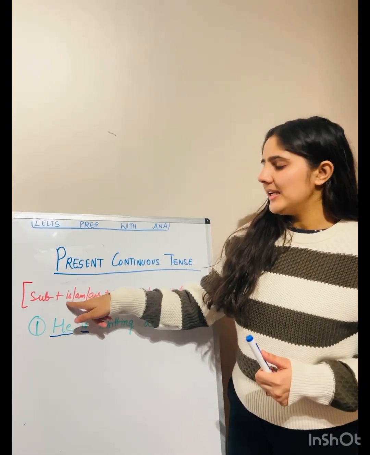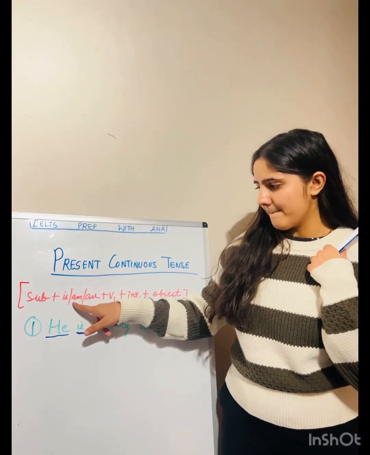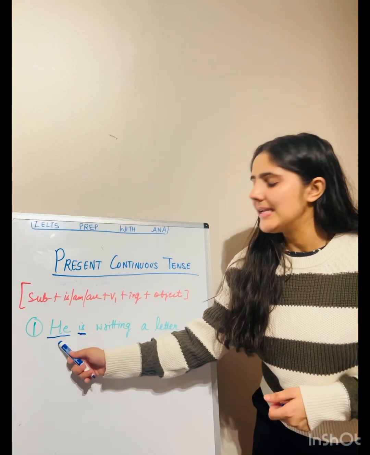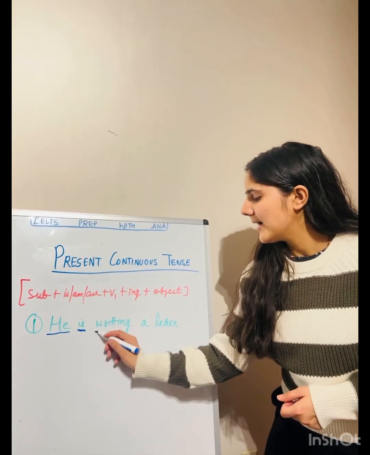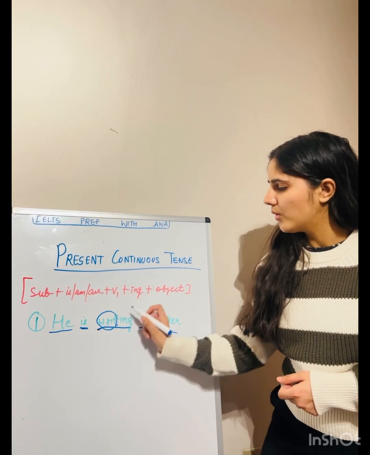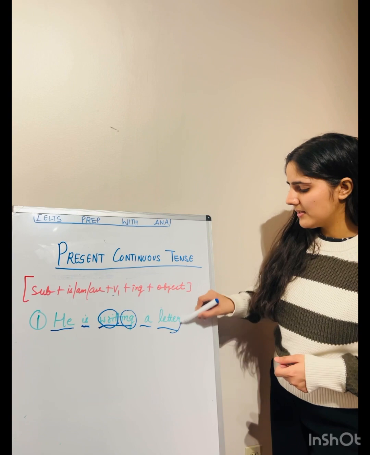So he, she, it, we use is. For I, we use am. For we and they, we use are. So here is he. He is writing a letter. Write is verb first form. Then we'll use ing. And what's the object? Letter.